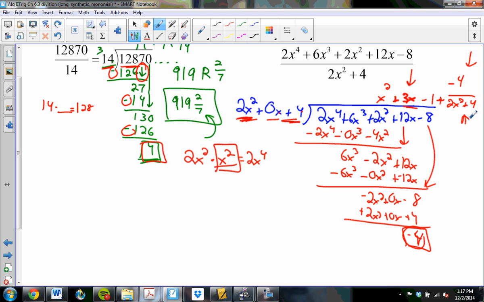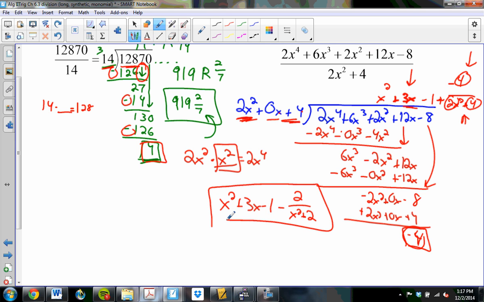I can reduce that a little bit, so my actual answer is going to be x squared plus 3x minus 1 minus, all of these can be divided by 2. So I'm going to do 2 over x squared plus 2. Put that negative out in front. If there was a negative here, I pulled it out in front because why not? That is long division of polynomials. It takes some work, but it's really just multiply, add, subtract over and over and over.